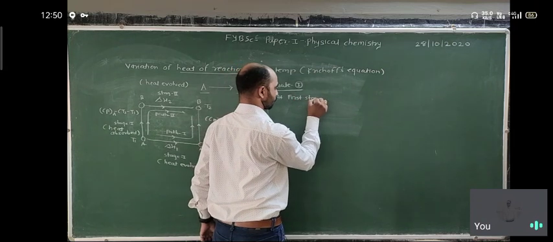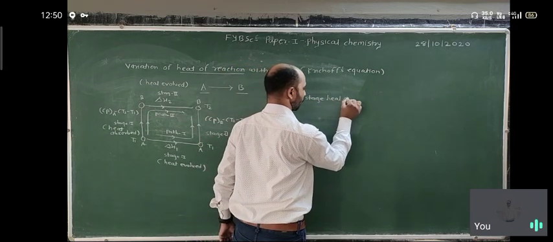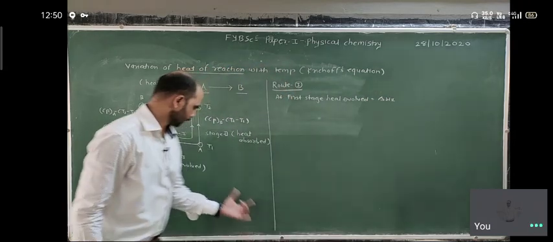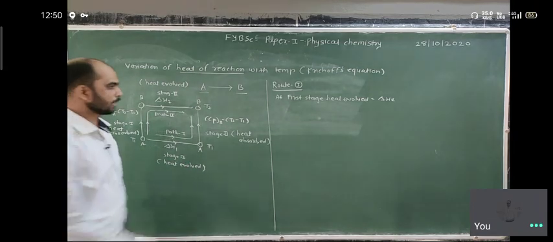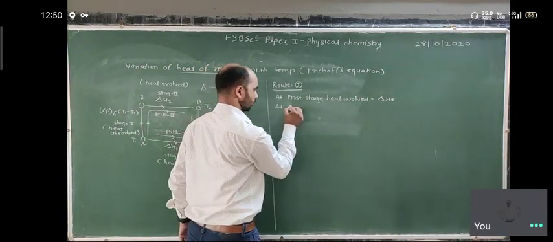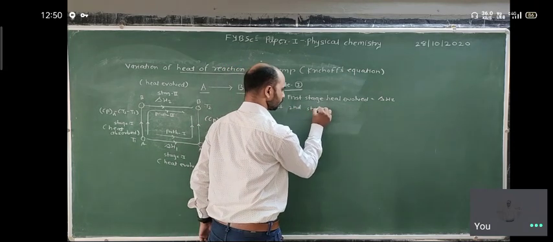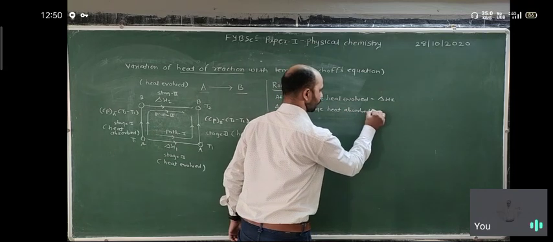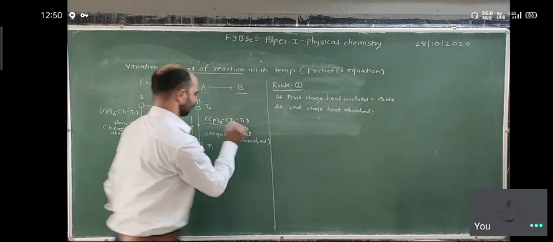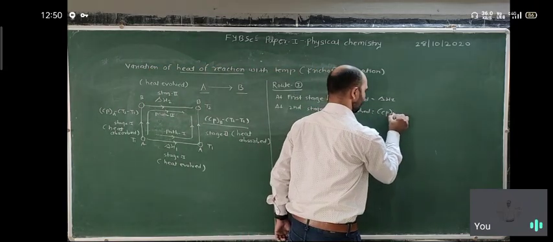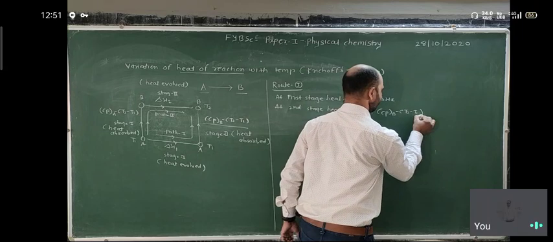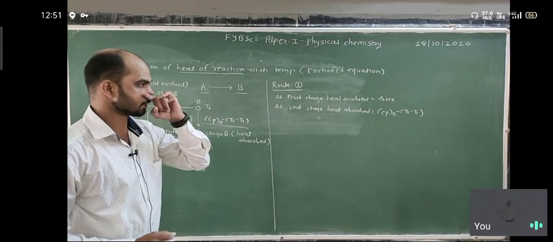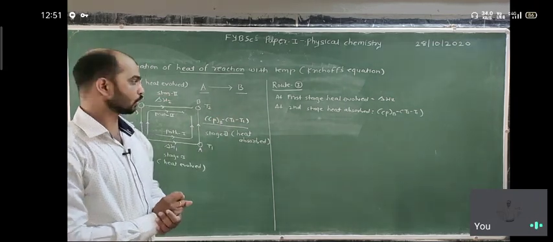At first stage, heat evolved is equal to how much? It is delta H1. At stage second, heat is absorbed. How much heat is absorbed? It is equal to the heat capacity of product B times T2 minus T1. So these are two processes in route first.